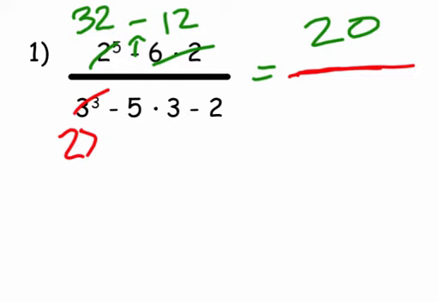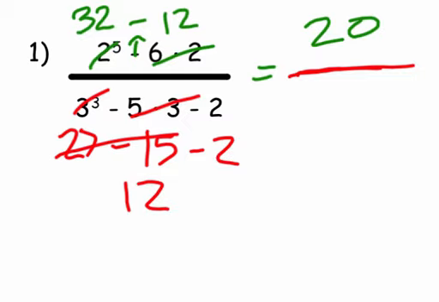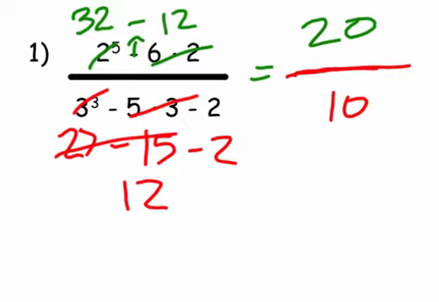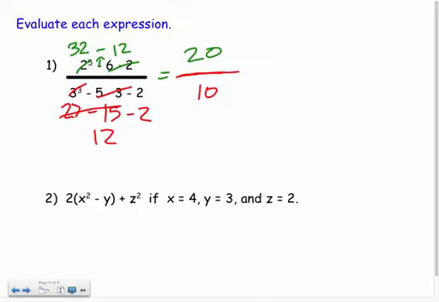Done with exponents. Now I'm going through any multiplying or dividing. Yep, I got my 5 times 3 here, which is 15. Then bring everything else down. Bring my minus sign down, my minus 2 down. And now I can just work left to right. 27 minus 15 gives me 12, and 12 minus 2 is 10. And now we can finish that out. 20 over 10, or 20 divided by 10, which is 2. There you go.